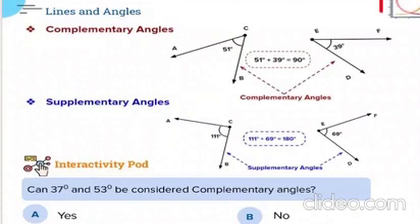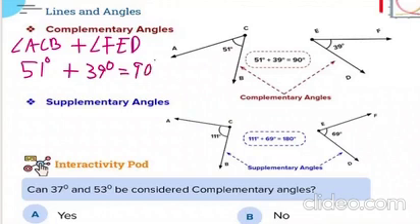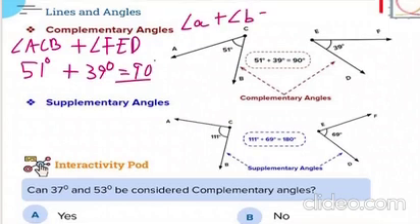Now when I say complementary angle, what is a complementary angle? Very simple. Let's take these two examples. First angle is angle ACB, plus angle FED. What are they? 51 degrees plus 39 degrees. That gives me 90 degrees, isn't it? So basically any two angles, like angle A plus angle B, if they give us 90 degrees, then they are known as complementary angles. A and B are the complement of each other.